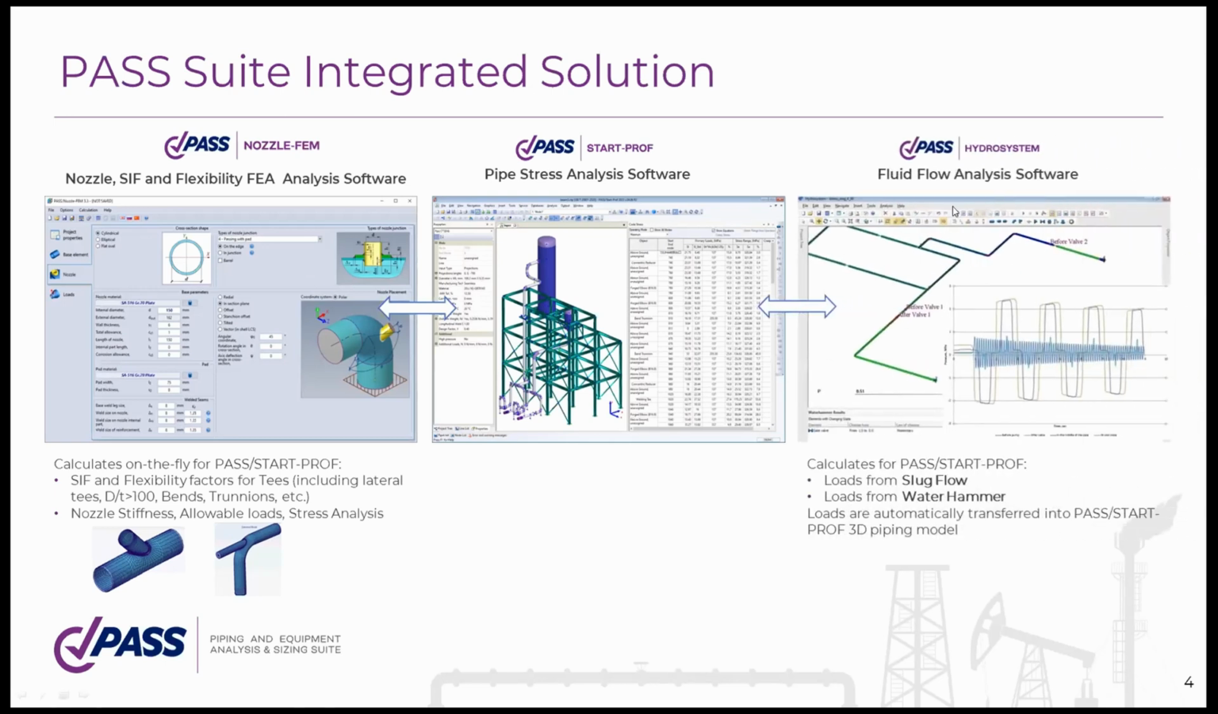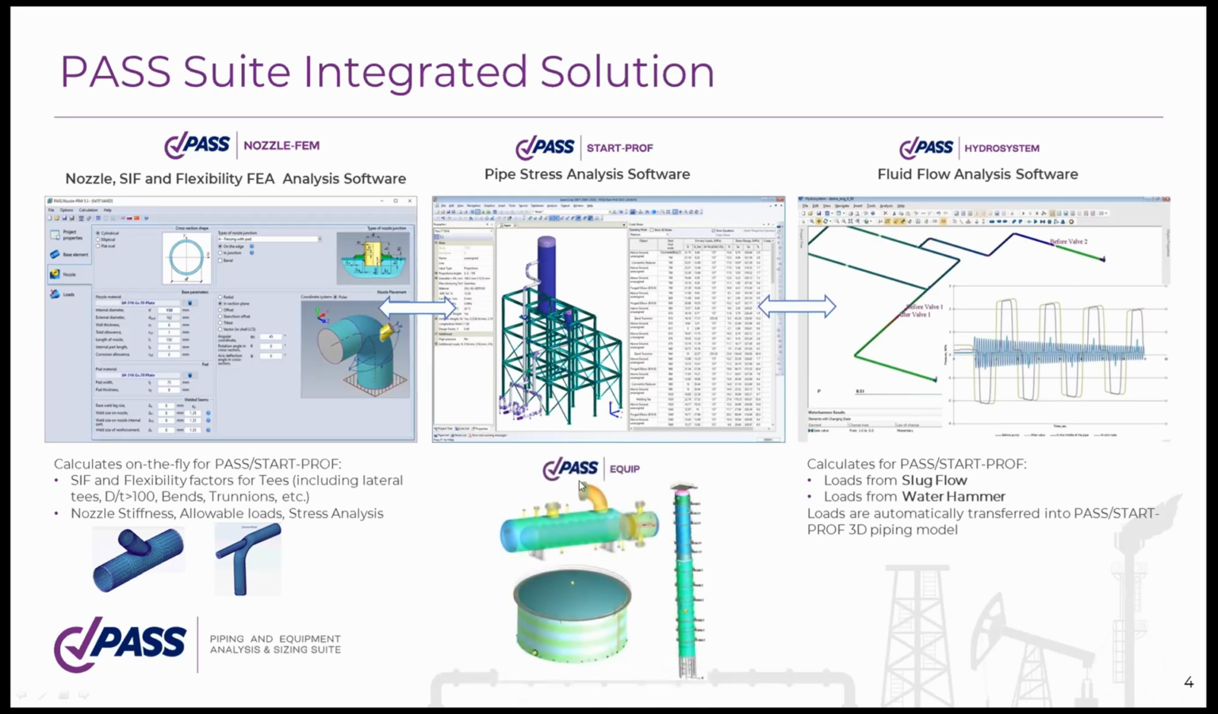And another software is PAS Hydro System that allows to analyze fluid flow. And it can calculate slug flow loads. Also, it can calculate the loads caused by the water hammer and transfer them automatically into START-PROF software for pipe stress analysis. And next software is PAS Equip. It allows to analyze different types of equipment like columns, pressure vessels, heat exchangers, tanks.